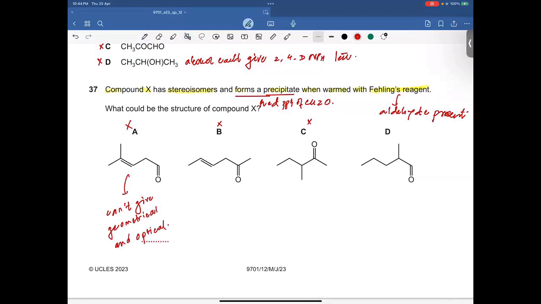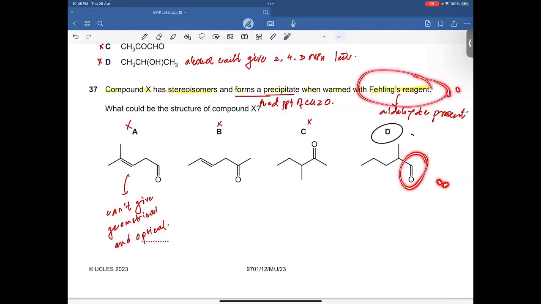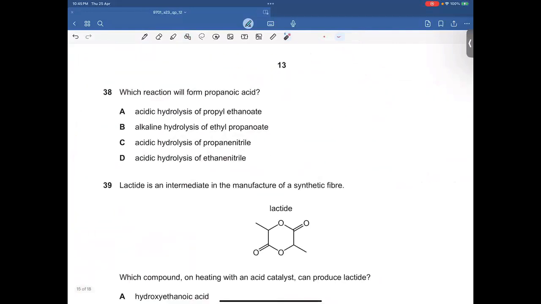Okay, so the right answer is going to be D, because this is going to be the chiral carbon atom, which means it exhibits stereoisomers, and this is an aldehyde functional group. It will give you the Fehling test or Fehling reagent. Question 38. Which reaction will form propanoic acid?